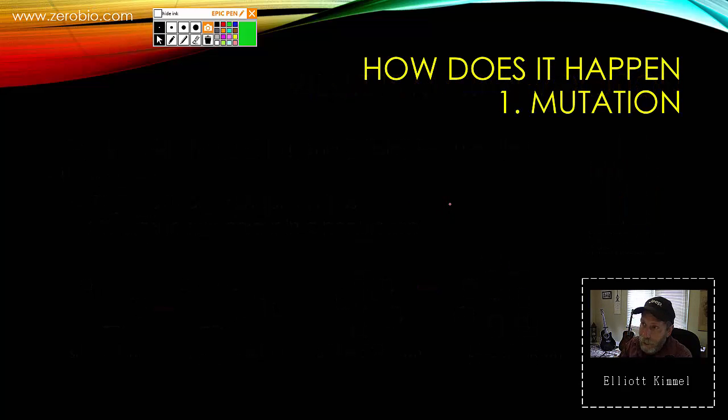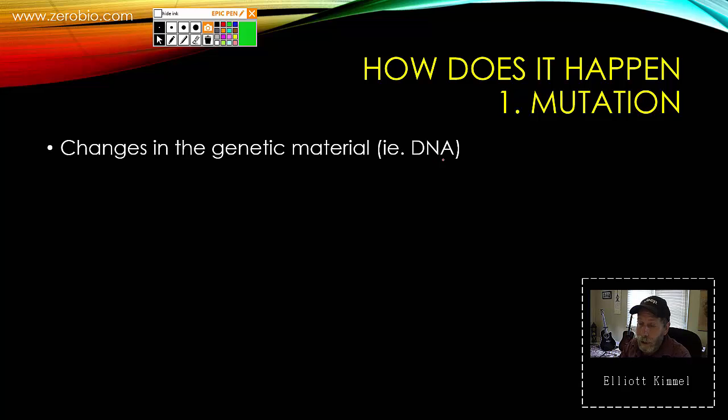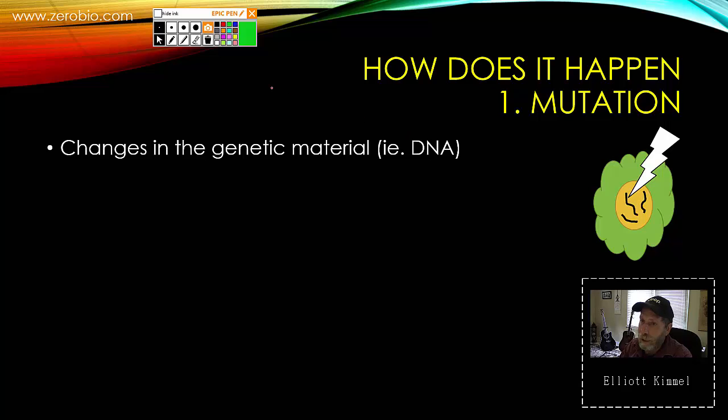Okay, so how does it happen? How does microevolution happen? Well, the major driving force of evolution, microevolution, is mutation. Mutation is changes in the genetic material. Now, there is genetic material at multiple locations within a cell, but we're going to focus on the nucleus, and we're going to talk about DNA. So a mutation is a change in the genetic material.